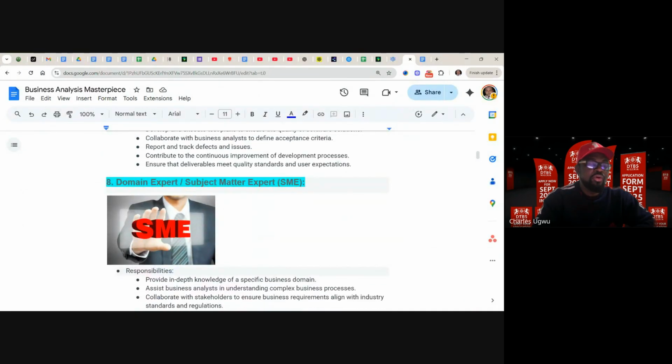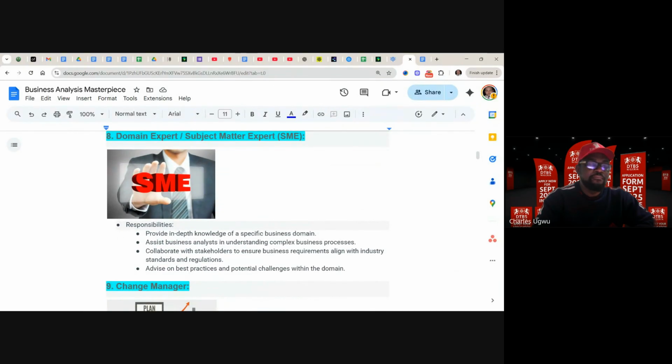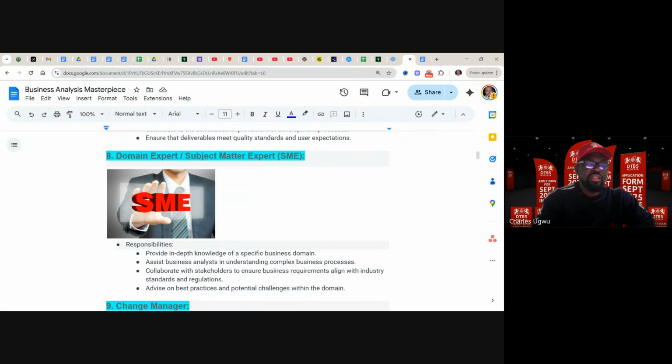Then we'll have domain experts and subject matter experts. As you are growing and trying to become a senior business analyst, you are going to become a subject matter expert. You have expertise in different domains. You can be a domain expert in health solutions, in financial solutions or the financial market, in CRM systems, ERP systems, and so many of them. So you have technical knowledge about them.